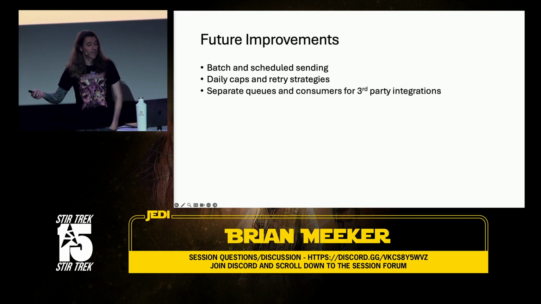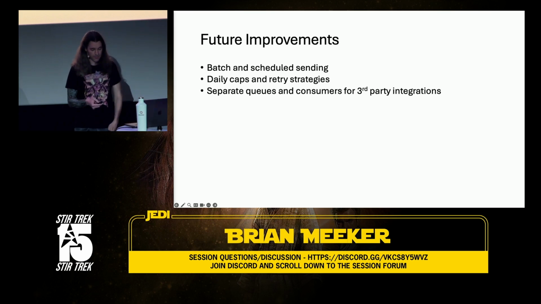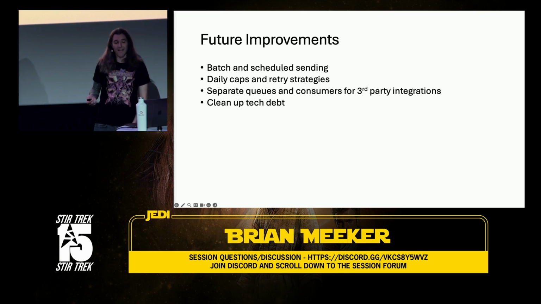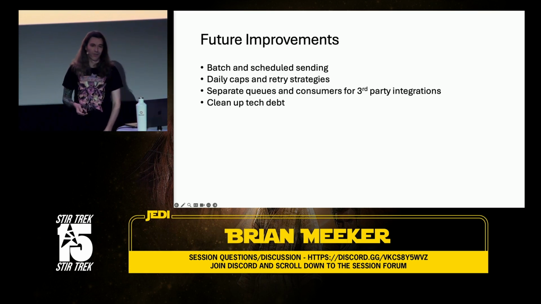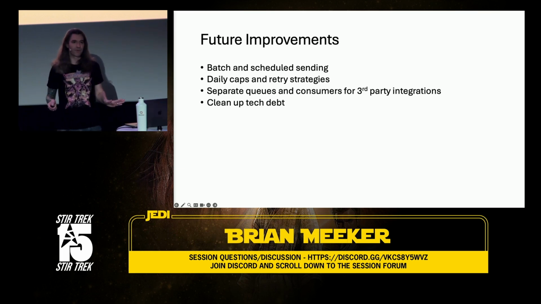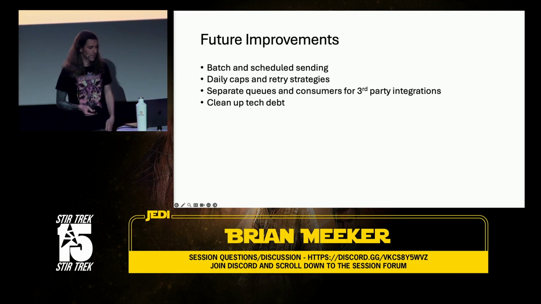As I mentioned before, we currently have one queue and consumer for all third-party integrations. We'd love to split those out into separate queues and consumers. We've got a lot of tech debt to clean up because we are currently supporting two systems for sending messages in production. Everybody's looking forward to deprecating the old system so we can delete a ton of code. Those are the best PRs that you can ever submit.